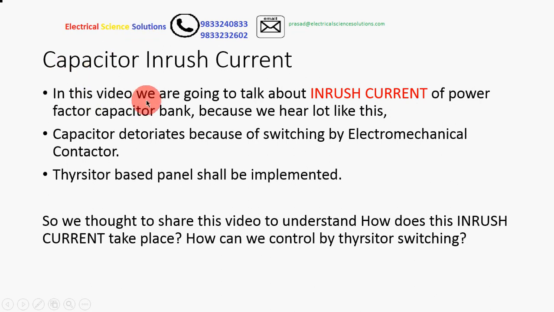In this video we are going to talk about inrush current of power factor capacitor bank, because we hear a lot like this that capacitor deteriorates because of switching by electromechanical contactor. Then thyristor based panel shall be implemented. So we thought to share this video to understand how this inrush current exactly takes place and how we can control it by thyristor switching.